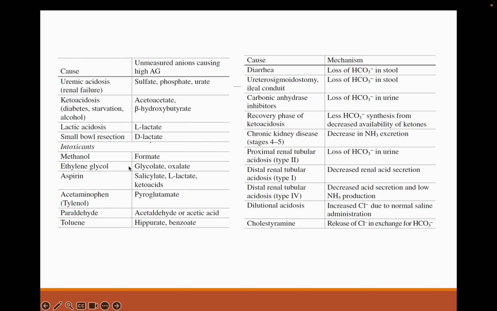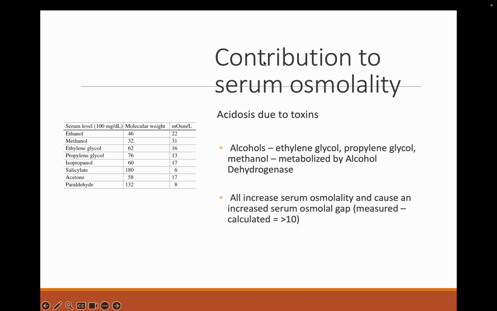These are the ions that are responsible for the anion gap. These are the ions responsible for NAGMA. So these are the things.